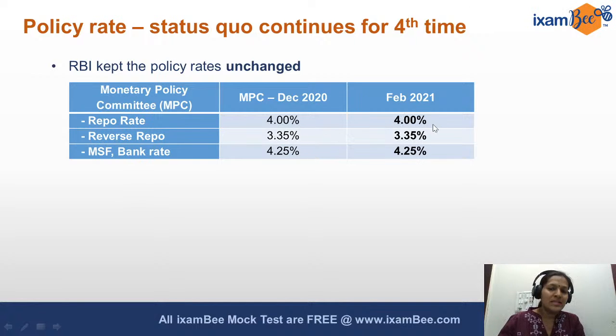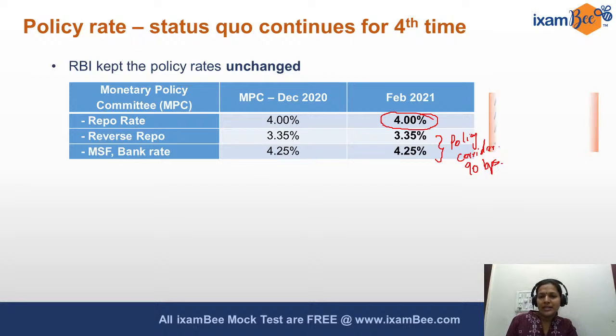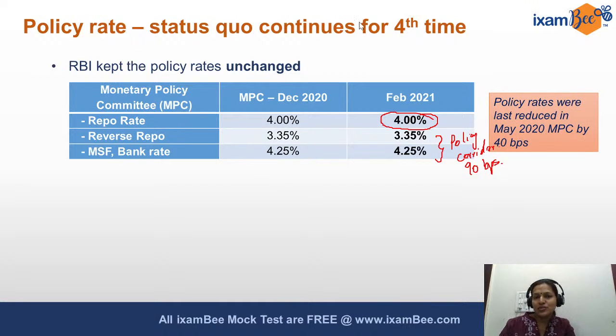The repo rate remains at 4%, reverse repo remains at 3.35%, and the MSF and the bank rate, both of them, are at 4.25%. Some important points I keep highlighting every time: please remember, this is the policy rate, and the reverse repo and MSF are the other windows. The difference between the reverse repo and the bank rate gives you the policy corridor, which as of now is 90 bps. And as I said, this is the fourth time the status quo has been maintained.